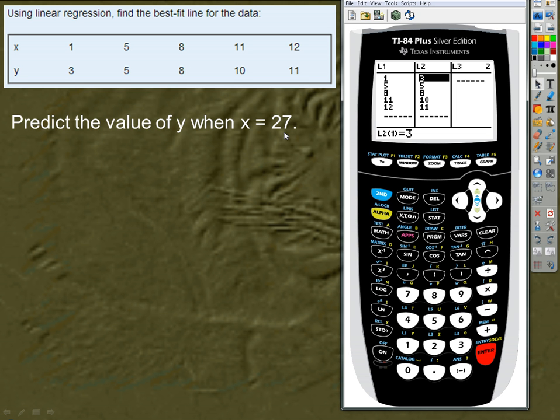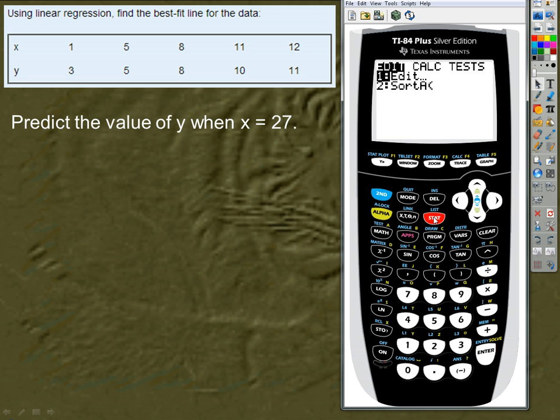How do I get to the regression screen? Stat calc 4, right? Do it. Stat calc 4. And I don't get the fancy one. You guys get the fancy one. I get this one.